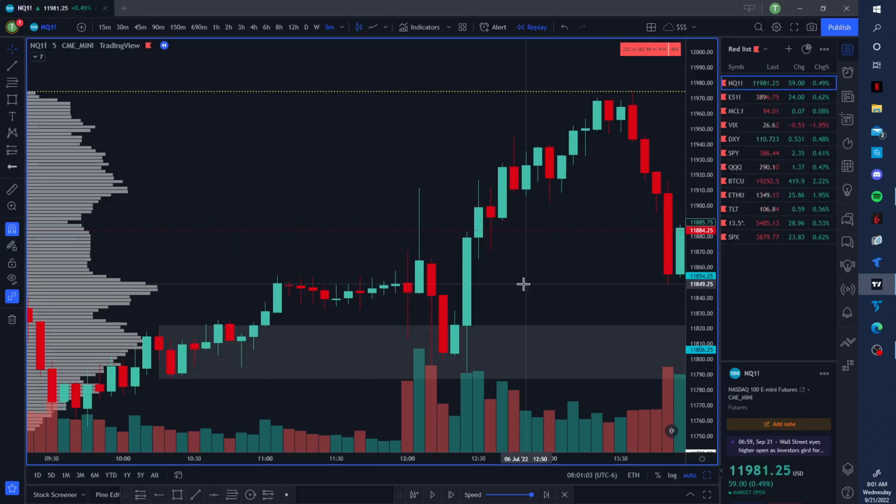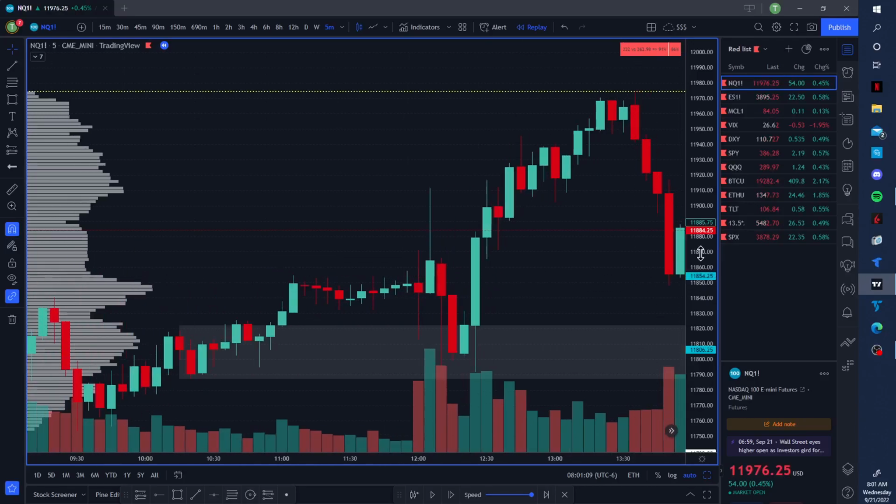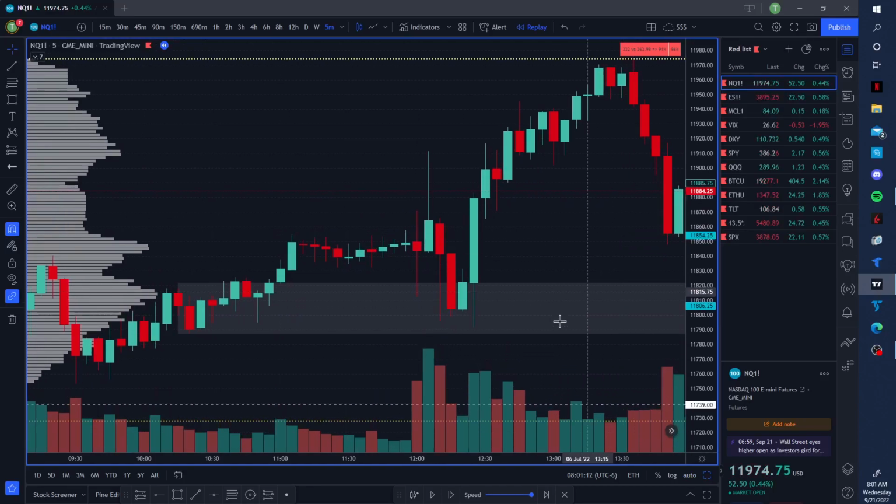So don't trade the data release. Trade when Powell is about to speak. That is going to be the real move, and he's going to dictate where the market goes. So we avoid the first 20, 25 minutes.